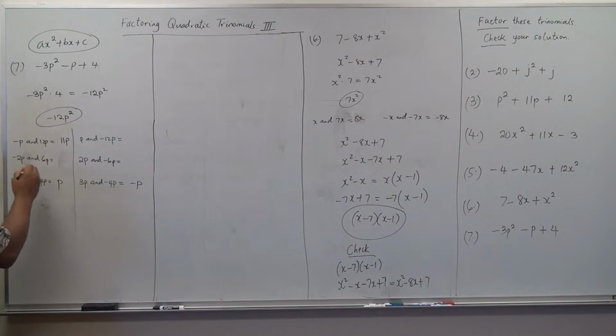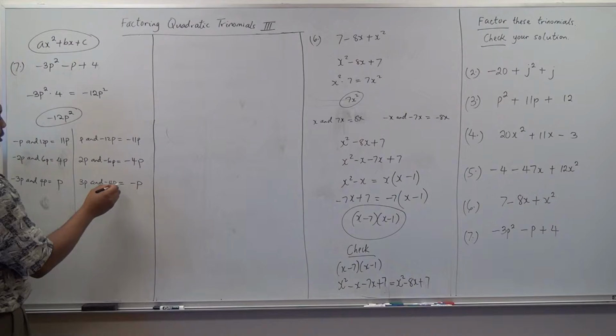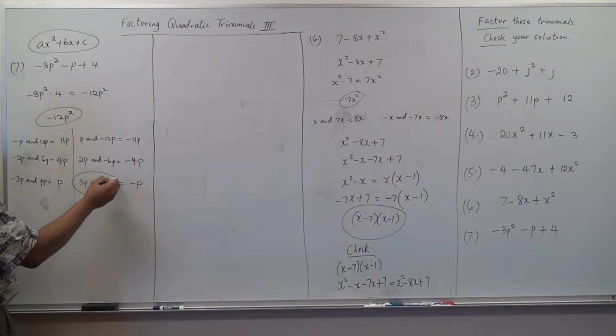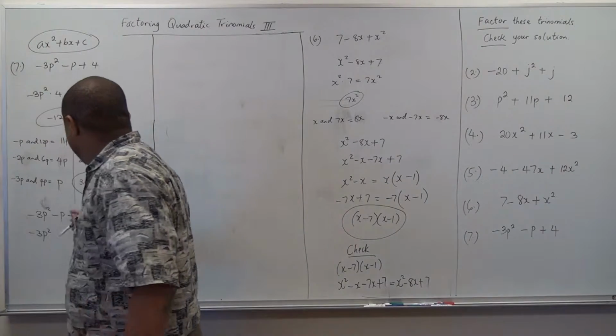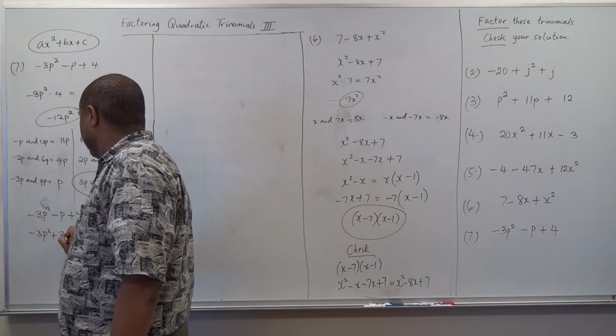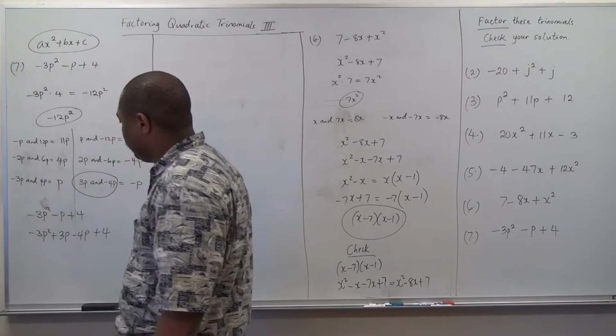It doesn't matter. This is p. This is 4p. This is negative 4p. And this is negative 11p. So which do I take? I'm going to take this, since it will give me the second term. So what do you do now? You replace it: negative 3p squared minus p plus 4. You want to replace this, negative 3p squared plus 3p minus 4p plus 4, right?